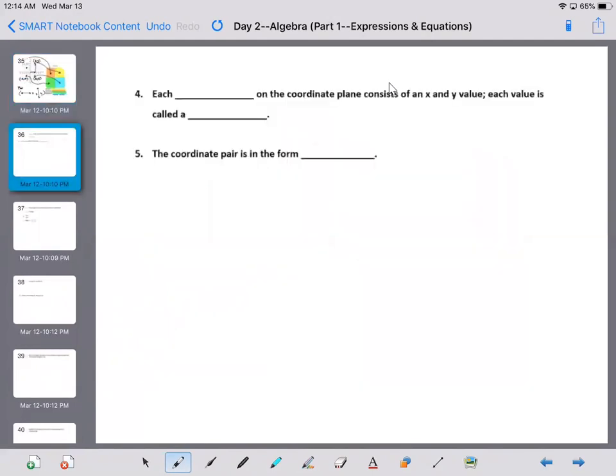Okay, so then each point on the coordinate plane consists of an X value and a Y value, and each value is called a coordinate. And that coordinate pair, remember, is in the form X comma Y, just like the alphabet. X is going to come first, and then Y will come second.